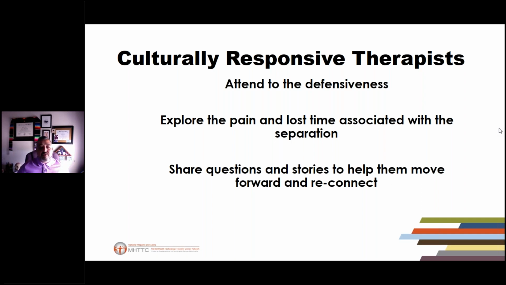Explore the pain and lost time associated with separation, if you do have that process during the immigration that the family and individual has experienced, and then share questions and stories to help them move forward and reconnect. If you have other clients, or if you have an ongoing support group for immigrant populations, those are times to infuse some of that work into that as you're moving people through family therapy.